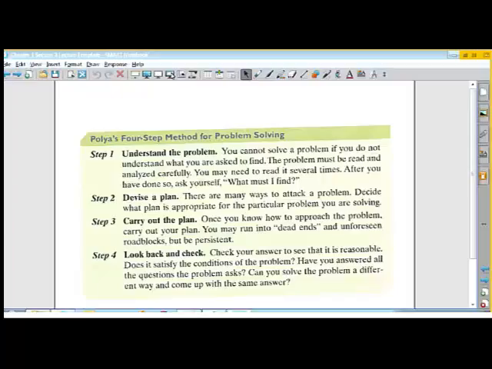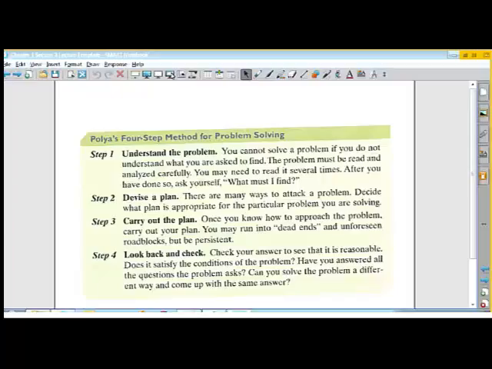So here are the steps, whoever this guy is. Polya's 4-step method for problem solving. I don't think he's that old. It's not like this is a Greek guy. It's somebody who's reasonably new.